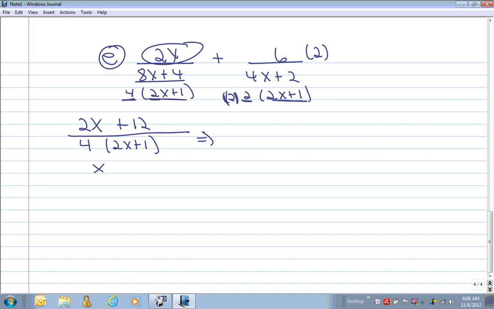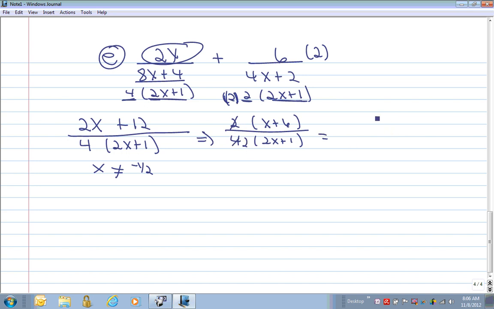I do want your restriction where x could not equal negative 1/2. But you could also factor out the 2 at the top and make it x plus 6. And I'll tell you the reason why we want to do that. You're going to see another cancellation, 2x plus 1. And you can reduce the 2 and the 4. So this becomes a 1 and this becomes a 2.